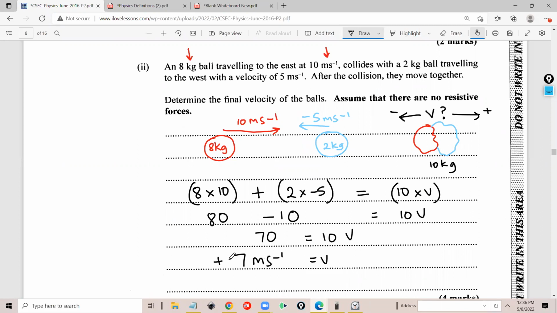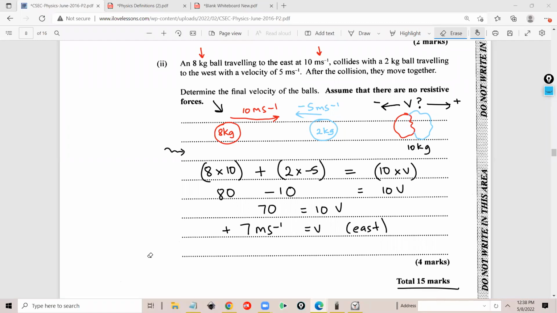So that means it's going this way, and the direction is what? East. How much of you all got that? 7 meters per second, and it was going east. Right, Abigail, Liana, Zachary, great. If you didn't, well, it's on the screen. So take a minute and draw everything properly if you didn't get it.